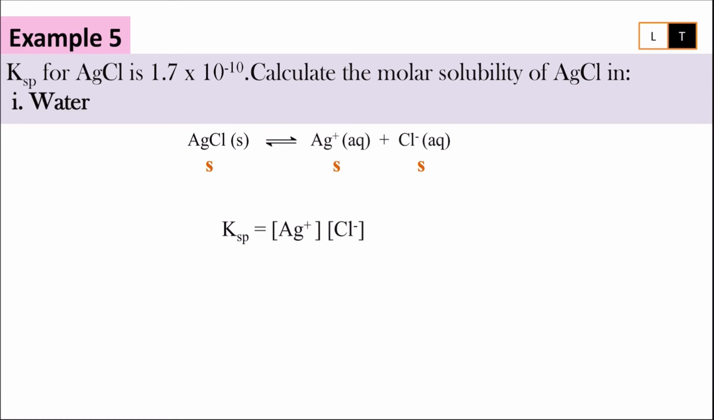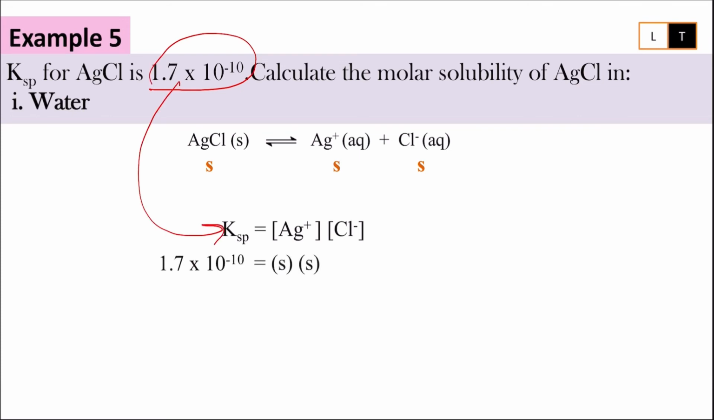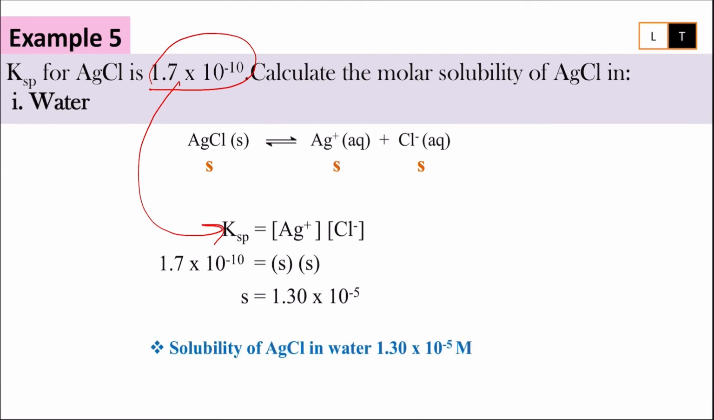Value KSP sudah diberikan daripada soalan. So kita boleh terus masuk dekat sini dan bersamaan dengan S square. So you will have the value for S adalah 1.3 exponent negative 5. Adakah saya akan tinggalkan jawapan saya macam ni je? No, you cannot leave it like that. You have to make one sentence as a conclusion. Di mana solubility of AgCl in water is 1.30 exponent negative 5 molar.